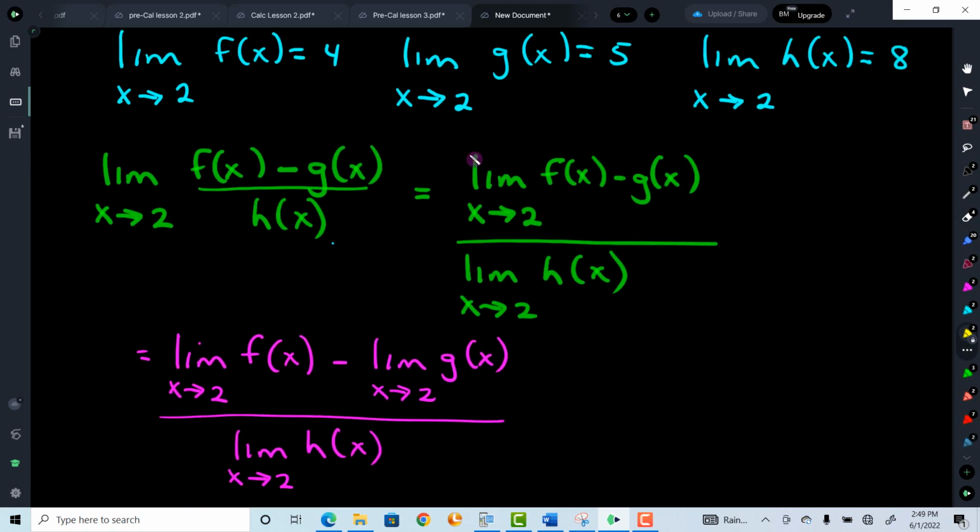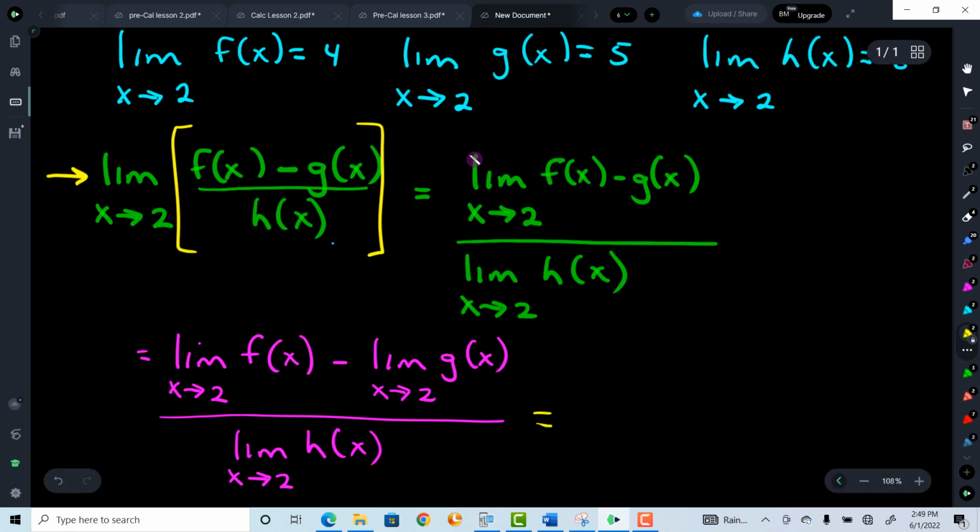So I'm using my properties of limits to rewrite all of this. You see the difference. This was the limit as x approaches 2 of f of x minus g of x, right? Here, this is the limit as x approaches 2 of f of x minus the limit as x approaches 2 of g of x. And then we're going to divide that by the limit as x approaches 2 of h of x. So the properties say that I can rewrite this whole thing as separate limits. Now let's go ahead and evaluate it.